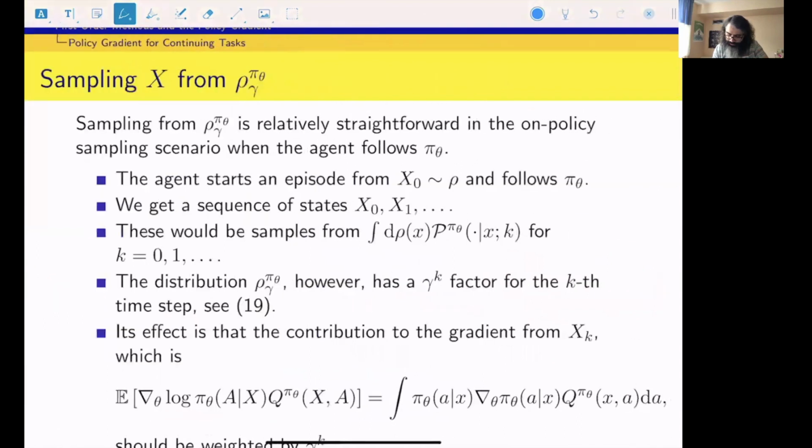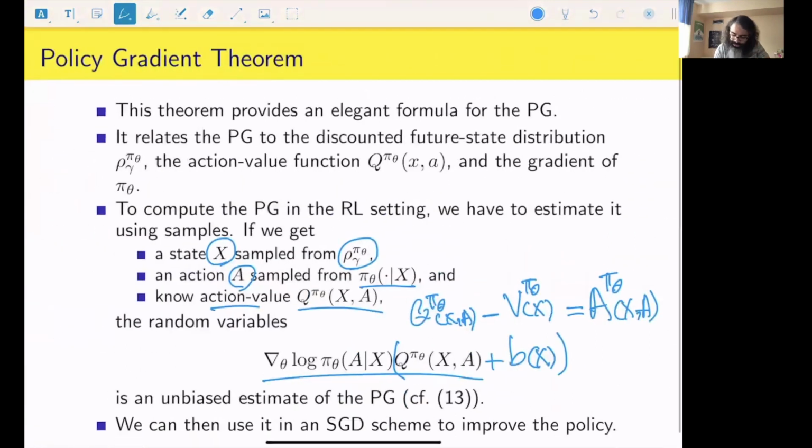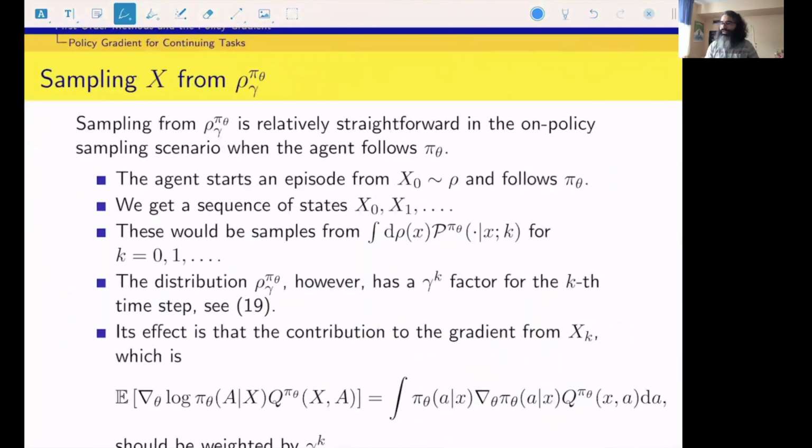Okay, so I have some comments about each of these three. I guess the second one is actually easy. But first, how can we sample from rho of pi theta of gamma? It's relatively straightforward in the on-policy sampling scenario. The agent starts an episode from x0 coming from rho, and then follows pi theta. And then it gets a sequence of x0, x1, x2, and so on.